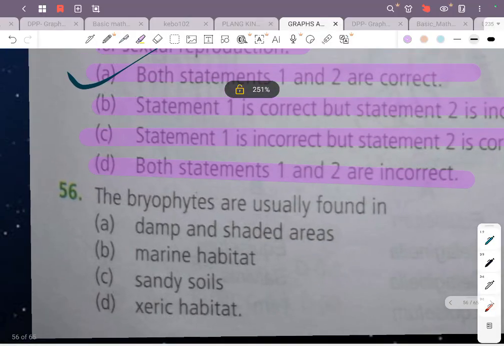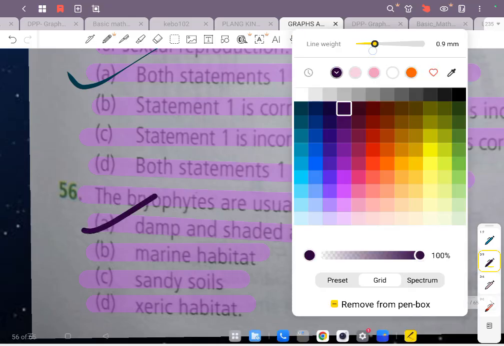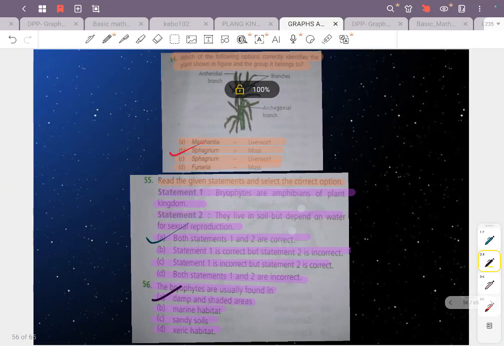The next question that we have on our screens is: bryophytes are usually found in A, damp and shaded localities, B, marine habitats, C, sandy soil, or D, xeric habitats. What do you think? Bryophytes are actually found in basically damp, humid and shaded localities, right? So we clearly go with option A. So option A becomes our absolutely correct answer. Okay, moving on to the next question.